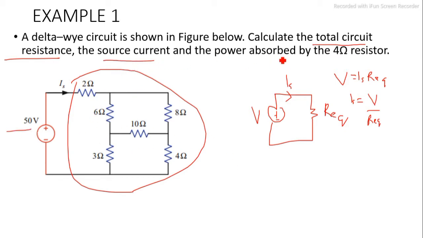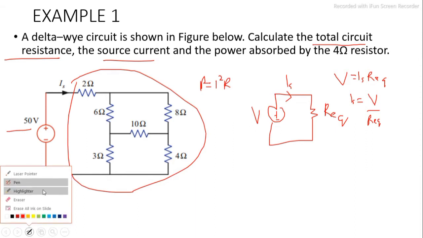Then to know the power absorbed by the 4 ohm resistor, you have to know the current being supplied at this. And what was the power? Your power will be equal to I squared R. So if you know the current flowing in this 4 ohm resistor, you are able to know the power absorbed by the 4 ohm resistor. So let me rub this and let's start with the analysis.